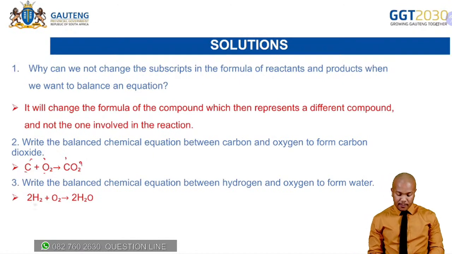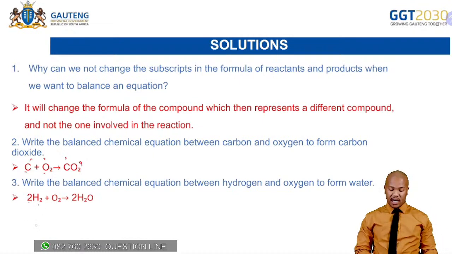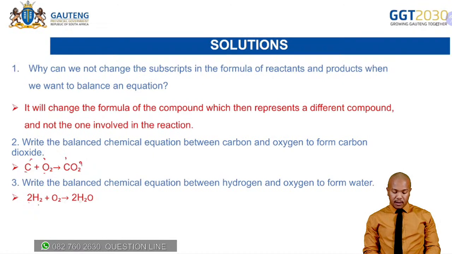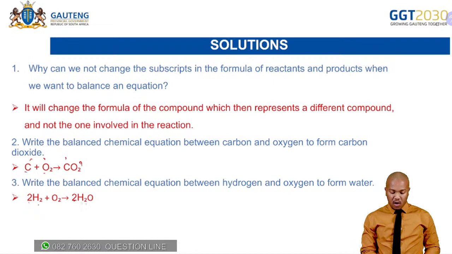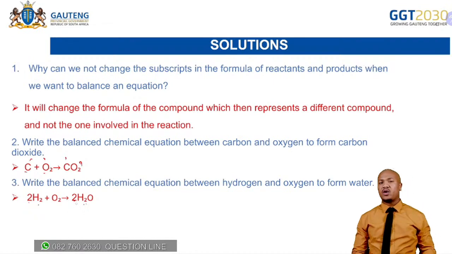Now write the balanced chemical equation between hydrogen and oxygen to form water. This one we have 2H2 plus O2. This 2H2 means that there are 4 hydrogens, right? And this O2 means that there are 2 oxygens. Now they form 2H2O. They form 2 water molecules, which have 4 hydrogens and 2 oxygens.